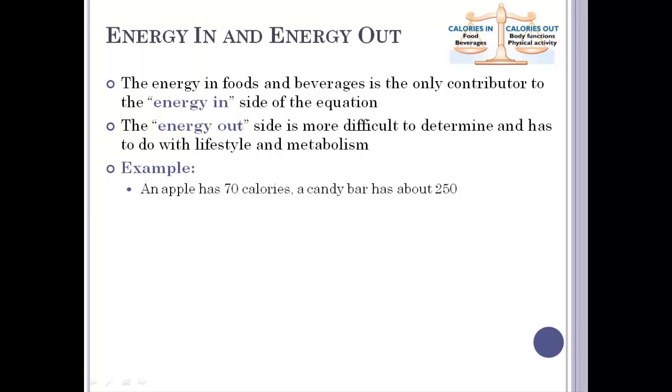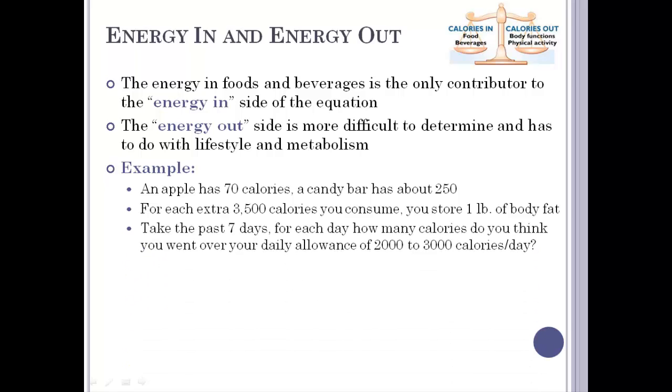For example, an apple has 70 calories, a candy bar has 250 calories. So what's your lifestyle? Are you more likely to reach for the apple? Are you more likely to reach for a candy bar? Or does it really depend what kind of stress you're going under and what's happening in your body right now? What's happening in your life? For each extra 3,500 calories you consume, you store 1 pound of body fat. Similarly, think about it the other way. Once you've burned 3,500 calories, you lose a pound of body fat.